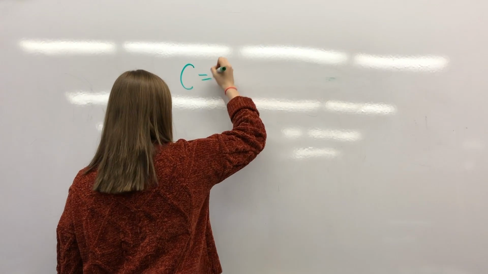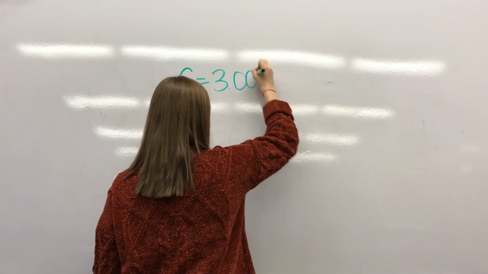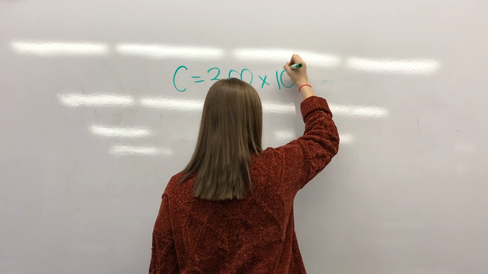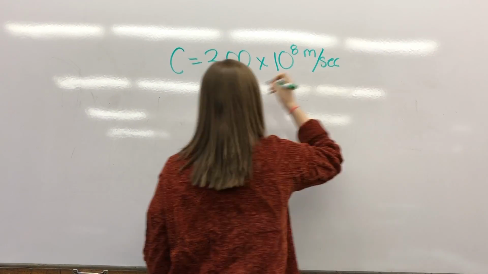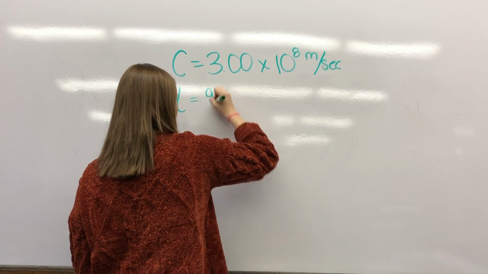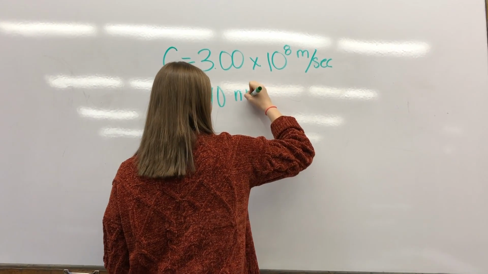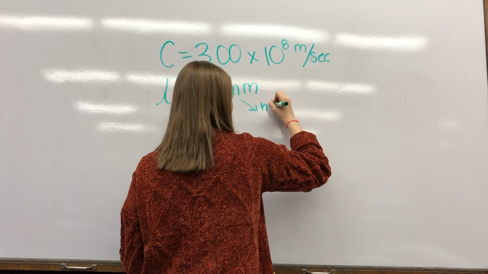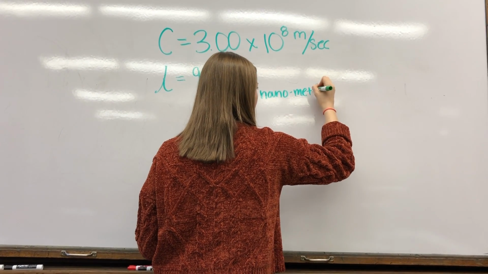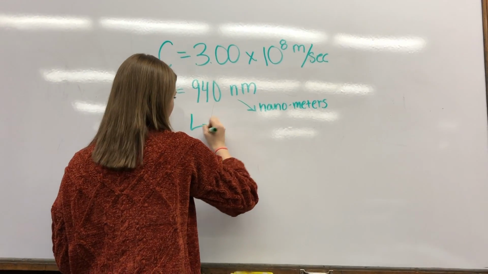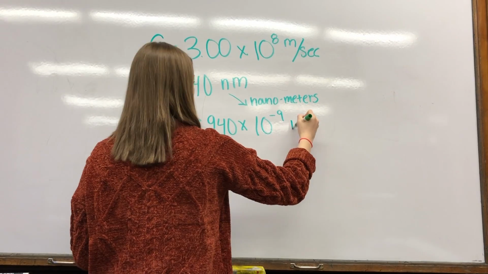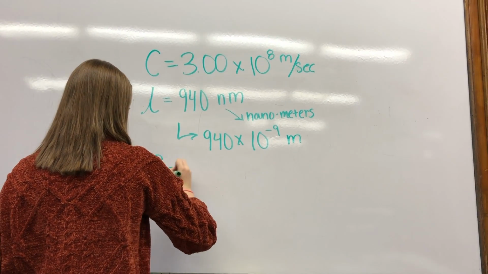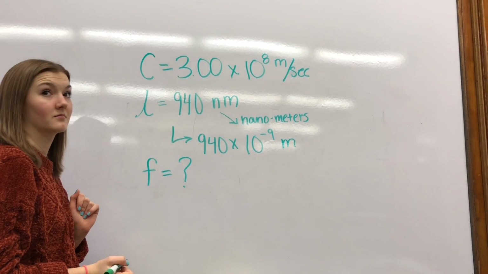The given values we have are the constant speed of light, which is C equals 3.00 times 10 to the 8th meters per second, and the wavelength of infrared light is 940 nanometers, which is also 940 times 10 to the negative 9th meters. And we're solving for frequency.